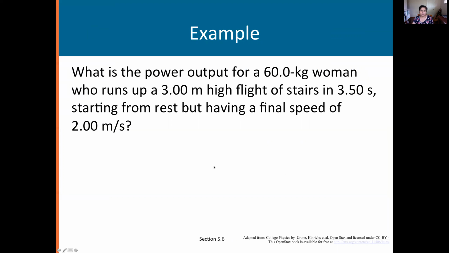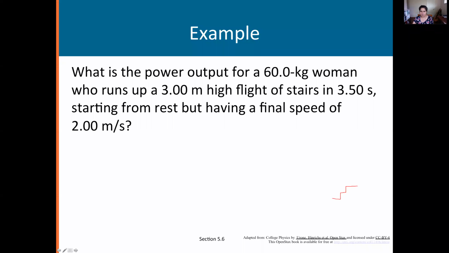Another example. What is the power output for a 60 kg woman who runs up a 3-meter high flight of stairs in 3.5 seconds, starting from rest, but having a final speed of 2 meters per second? So you read the problem. What's the first thing you do? Yep, you're going to sketch it out.